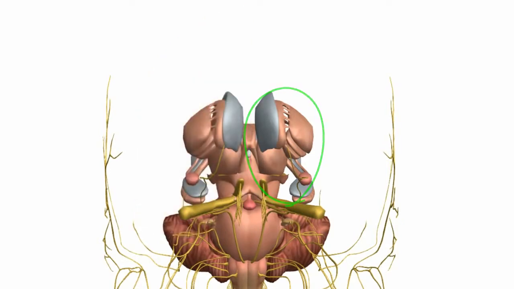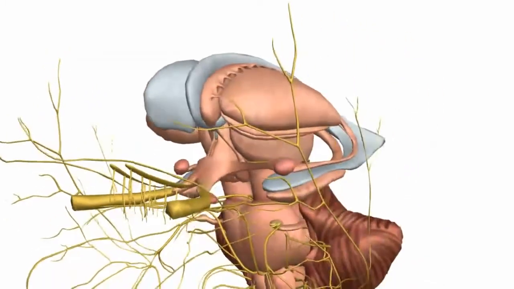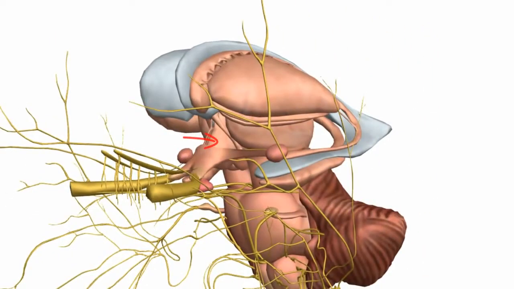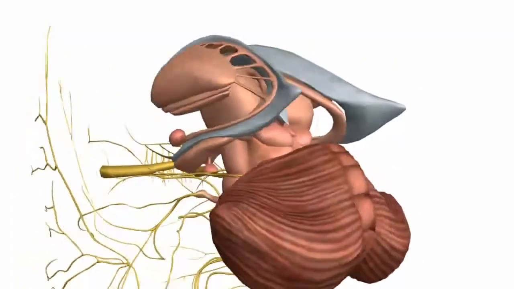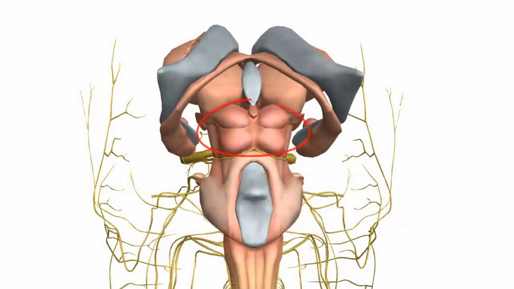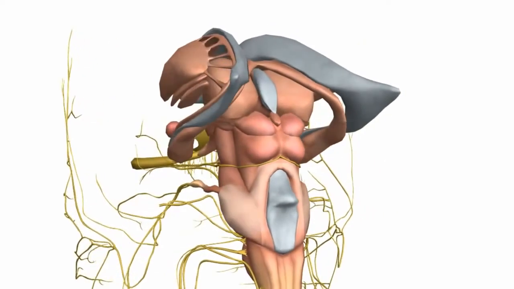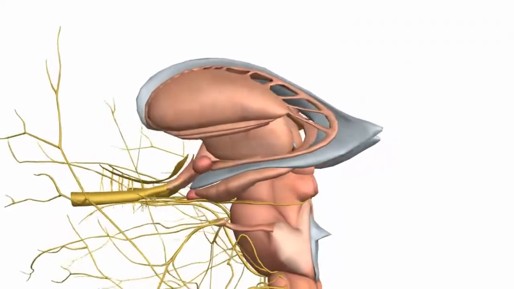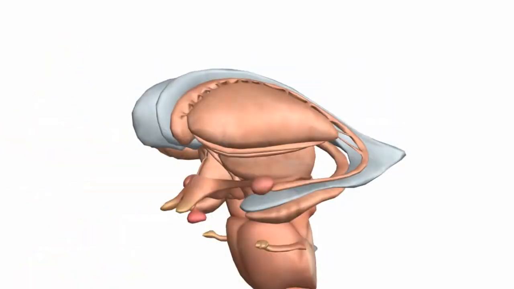I'll just show you some familiar structures. You can see the thalamus on either side, so the thalami. You can see the hypothalamus, and if I remove the cerebellum, you can see the midbrain with the colliculi sitting on the tectum. So what we've got contained in the hemispheres are basal ganglia, the limbic system, and ventricles.